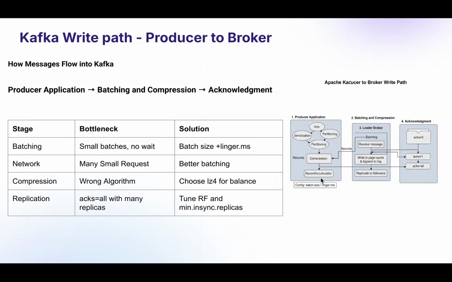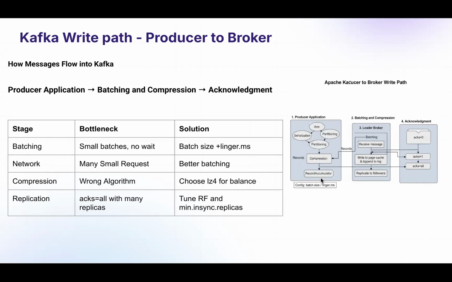In step 3, the leader broker receives this batch, and here is where it gets interesting. Kafka writes to the operating system page cache first, that is RAM, then appends to the log segment file on the disk. If you are using acks equals all, then the leader also waits for the follower replicas to acknowledge. In step 4, finally the broker sends an acknowledgement back to the producer. With acks equals 0, there's no wait. With acks equals 1, you wait for the leader. With acks equals all, you wait for all in-sync replicas.